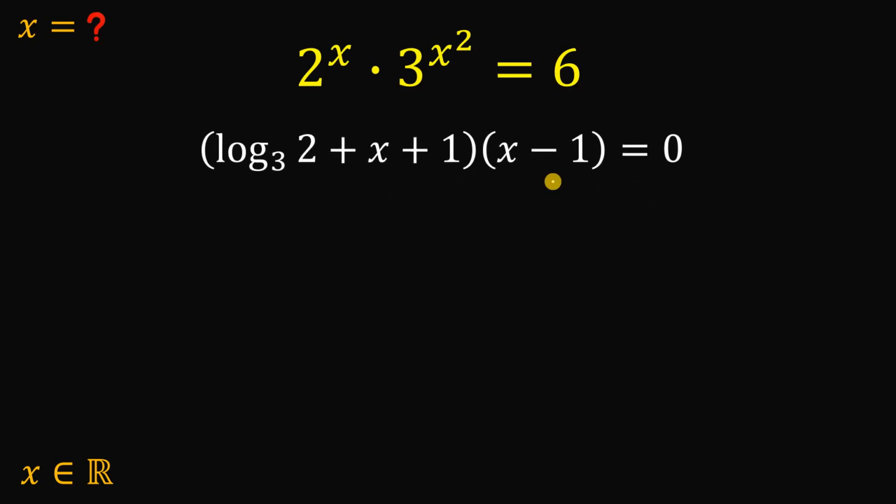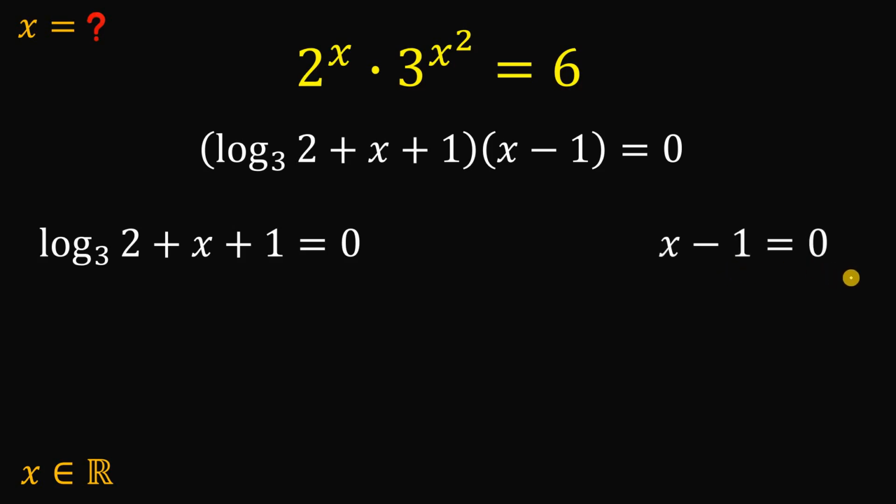And then, since it is equal to 0, so using the zero property, at least one of them must be equal to 0. We can say that logarithm of 2 to the base of 3 plus x plus 1 equals 0, or x minus 1 equals 0. Now, let's do this case because this is very simple. x minus 1 equals 0. Add 1 on both sides. We get that x equals 1.